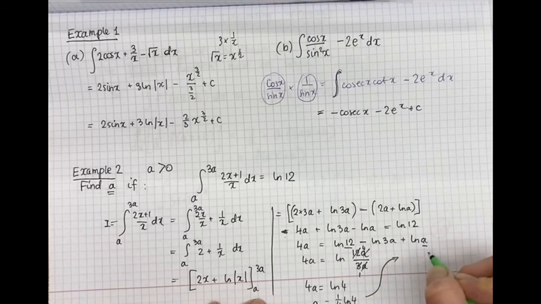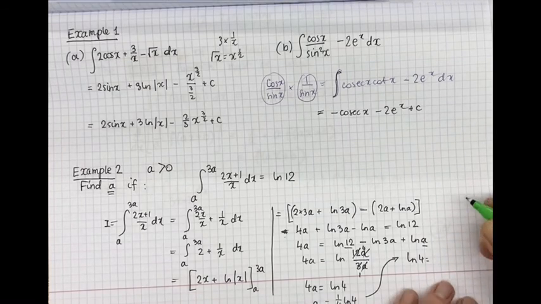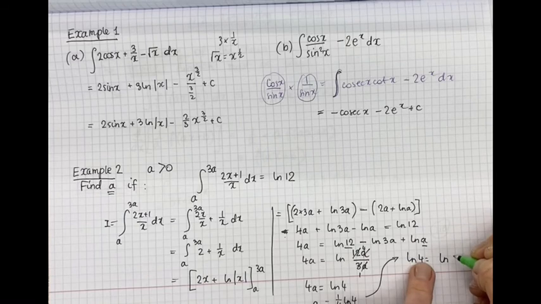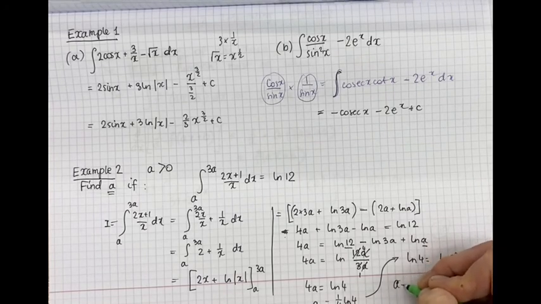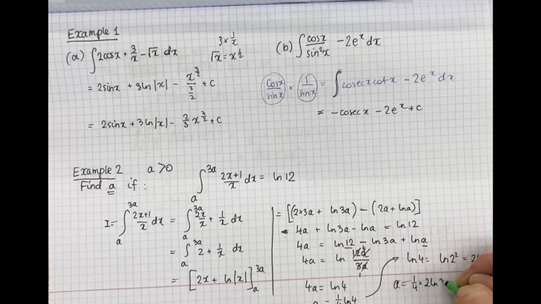However, here you could rewrite ln 4, just to show you in case you are asked to express it in terms of ln 2. You write the square number 2 squared and you bring the 2 to the front. So it's 2 ln 2. So if you replace it, your a actually is a quarter times 2 ln 2, and that is a half of ln 2.